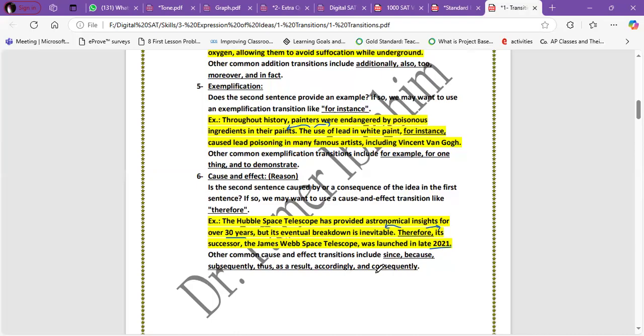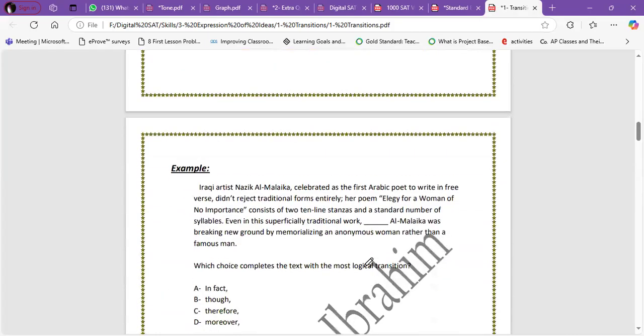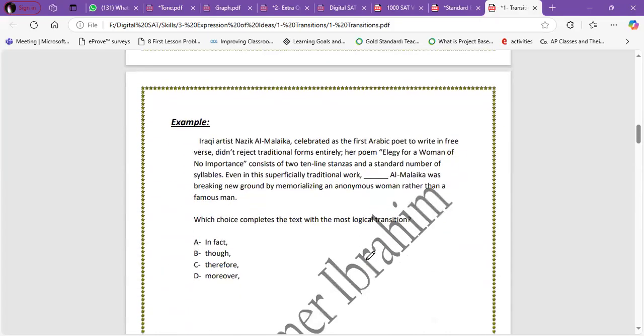So, we have actually finished right now the 6 main categories for transition. Do we have extra categories? Yes. We're going to pass through them while we are solving. This is the explanation for that part. I'm going to give the part related to the example first.